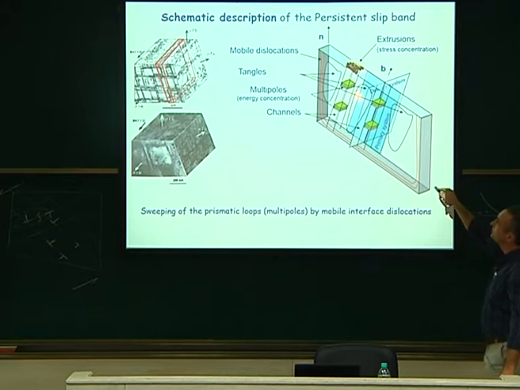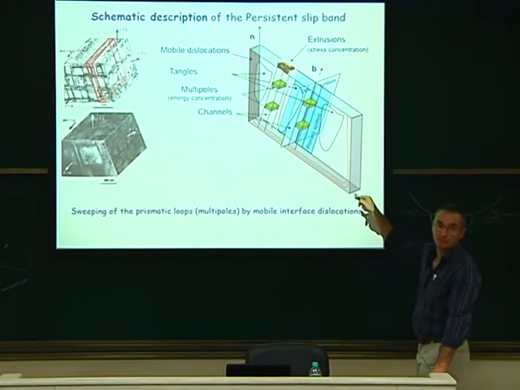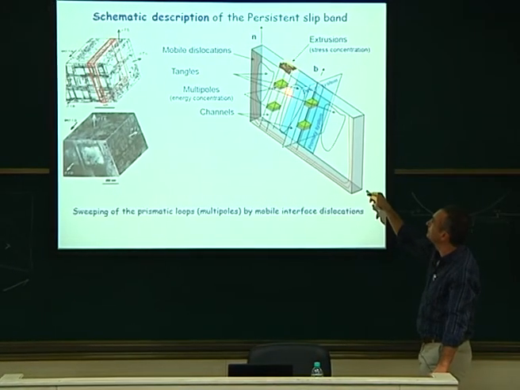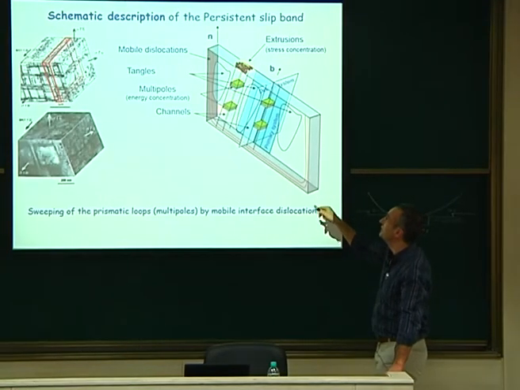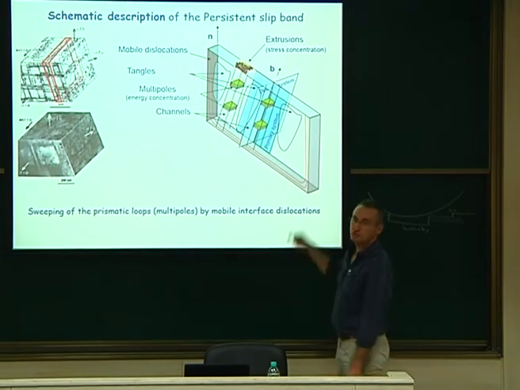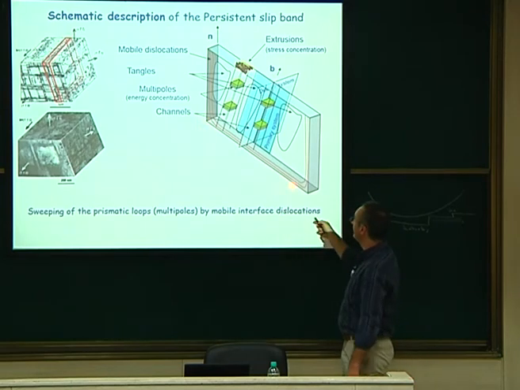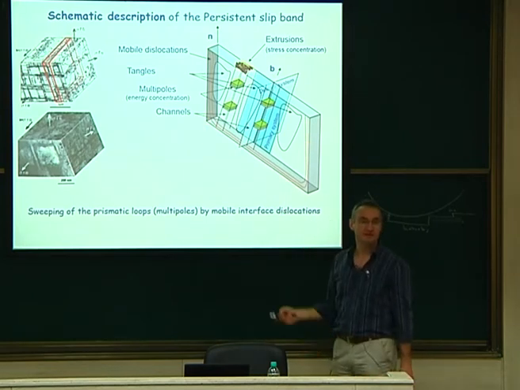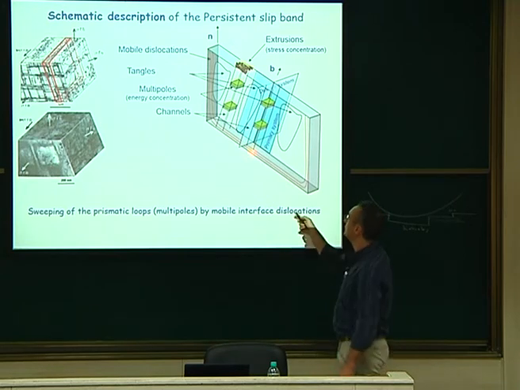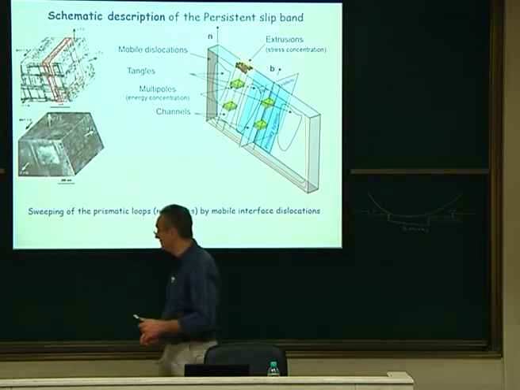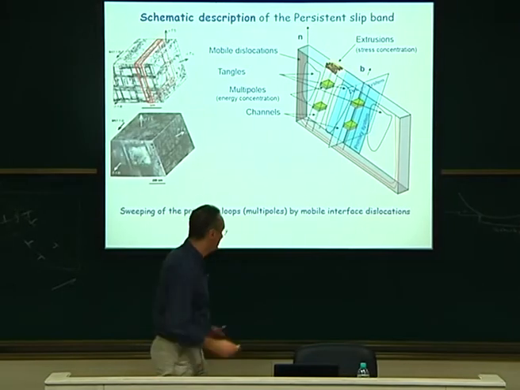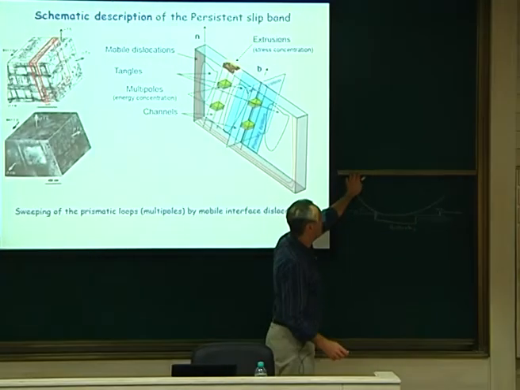In the channels, you have some multipoles, some dipoles, prismatic loops, let's say prismatic loops here, a set of them here. Those prismatic loops move toward the surface. So why do they move toward the surface? Because of the gliding dislocation at the interface. This is the driving force. Because now you are in the case where you have a dislocation, you have a dipole.